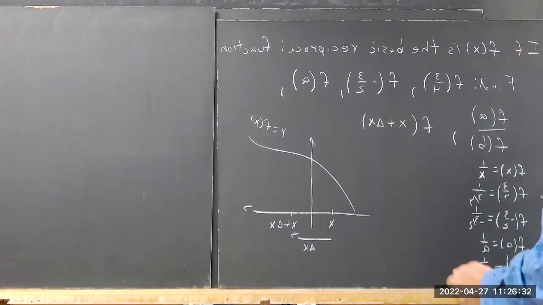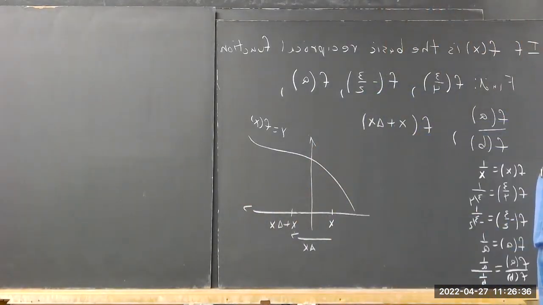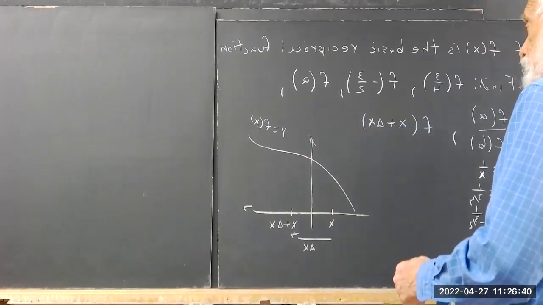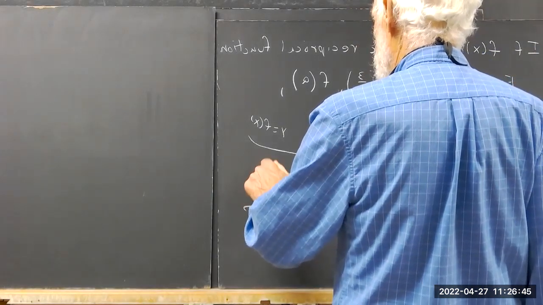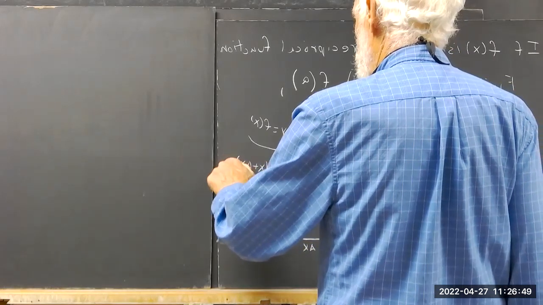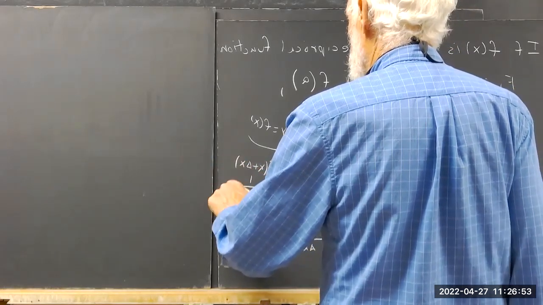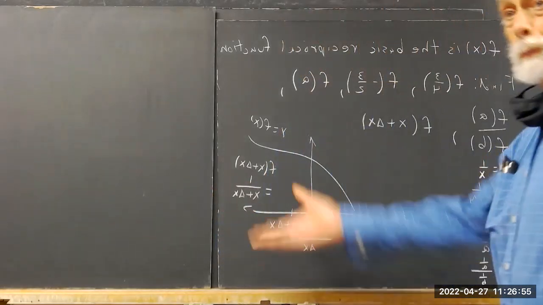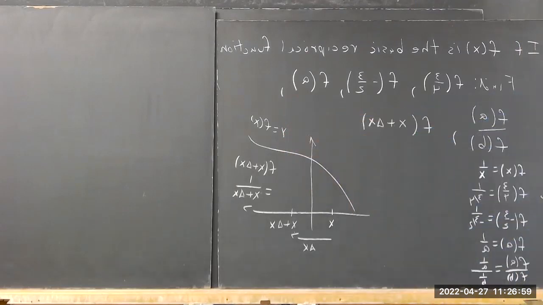And this one kind of goes along with this picture. So write f of x plus delta x over here. I'm going to say that it's one over x plus delta x. And everybody wrote that down. You didn't necessarily relate it to the picture, but I didn't really ask you to.